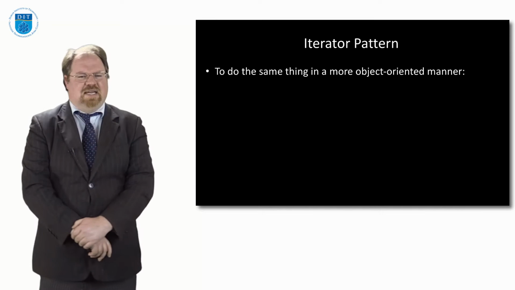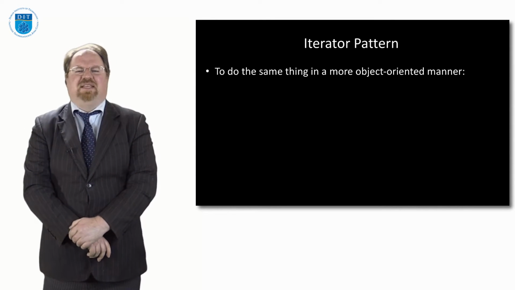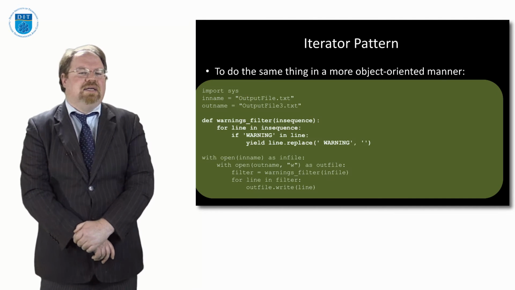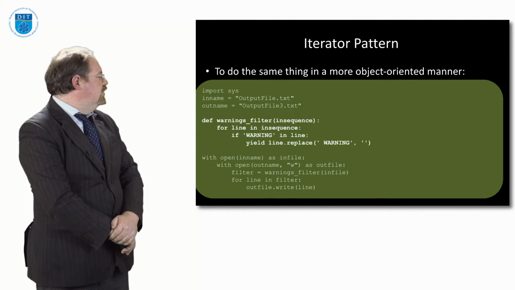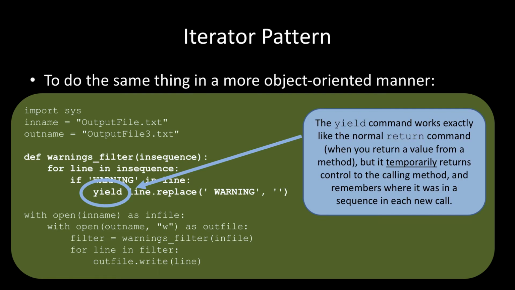We could do the exact same thing in a more object-oriented manner by creating a method for stripping out the word warning. So we could define a method called warnings filter and take in the sequence from the file, and then for each line in the sequence, if the word warning is in the line, replace the word warning with a blank. The only interesting or new word we see there is the word yield.